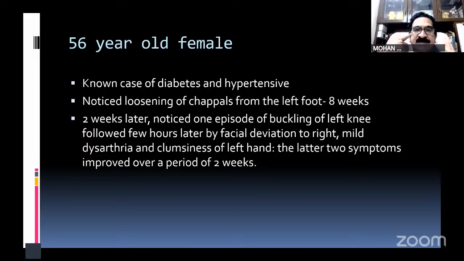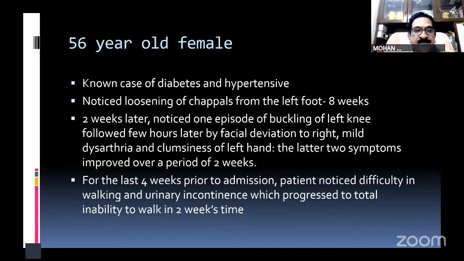2 weeks later, she noticed one episode of buckling of the left knee, followed a few hours later by facial deviation on the right, and mild dysarthria and clumsiness of the left hand. These latter two symptoms, except the knee weakness, improved over a period of 2 weeks. For the last 4 weeks prior to admission, the patient noticed difficulty in walking and urinary incontinence, which progressed to total inability to walk in 2 weeks' time.